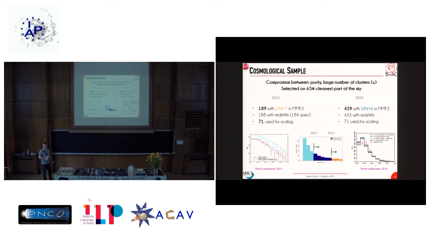So obviously, we don't use all these clusters for doing cosmology. We have to select them. So we do a compromise between having a large number of clusters to have high statistics, but also a large purity. So that's why we selected the clusters on the 65% cleanest part of the sky with two different cuts in signal to noise. In 2013, we had 189 clusters cutting at signal to noise of 7. And in 2015, we have more than 400 clusters cutting at lower signal to noise.